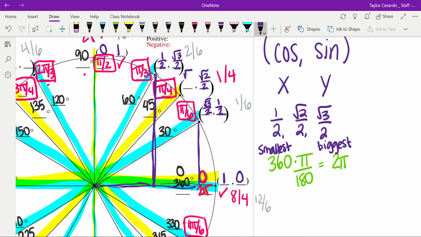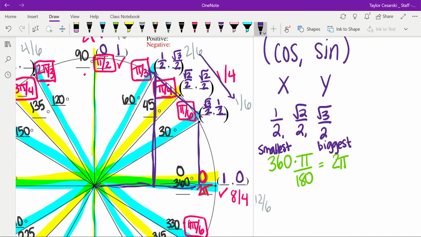Now you notice 45 degrees is kind of special. It has the same x value and the same y value, and that's pretty cool. Okay, so you should notice that these reverse. Once you've filled in your y values going down, they're going to reverse going this way.